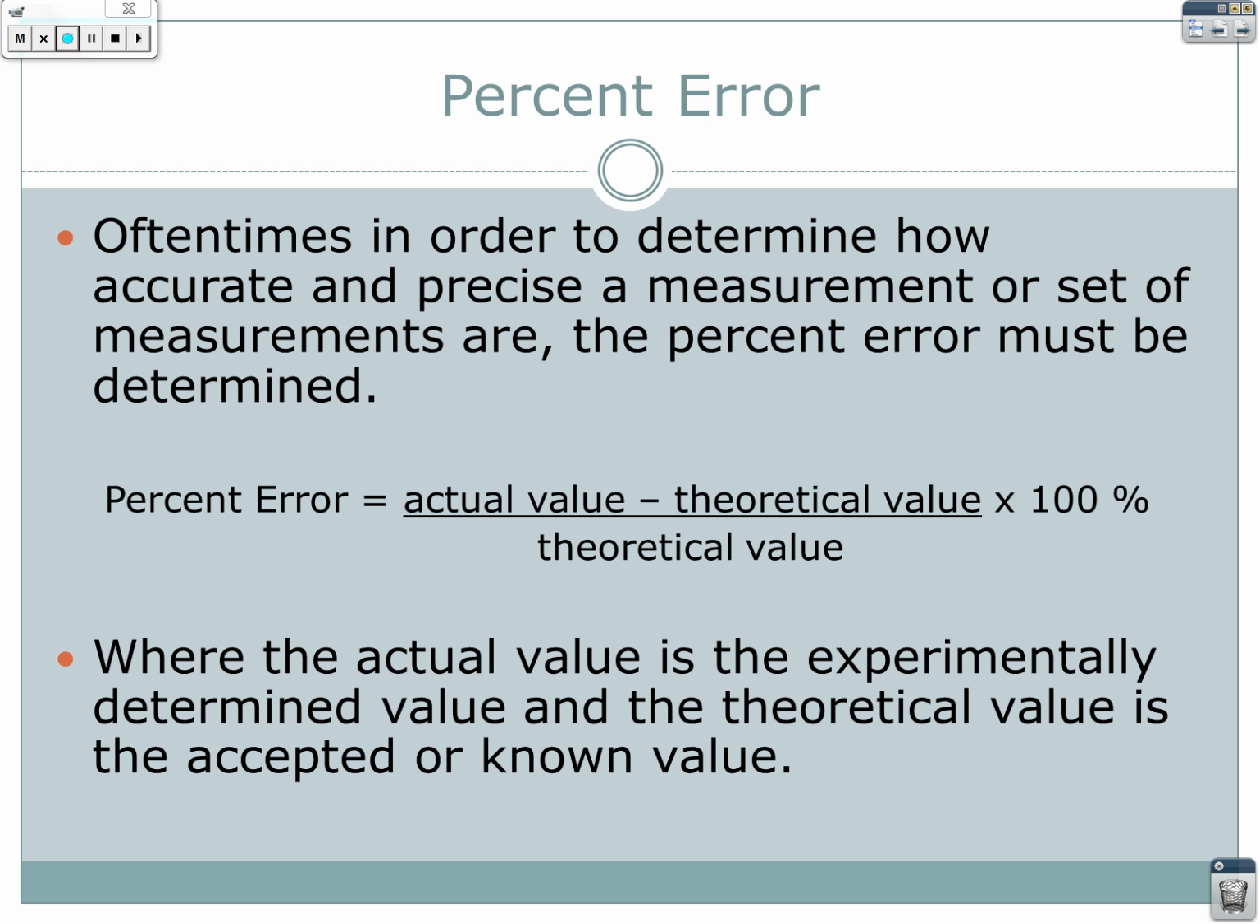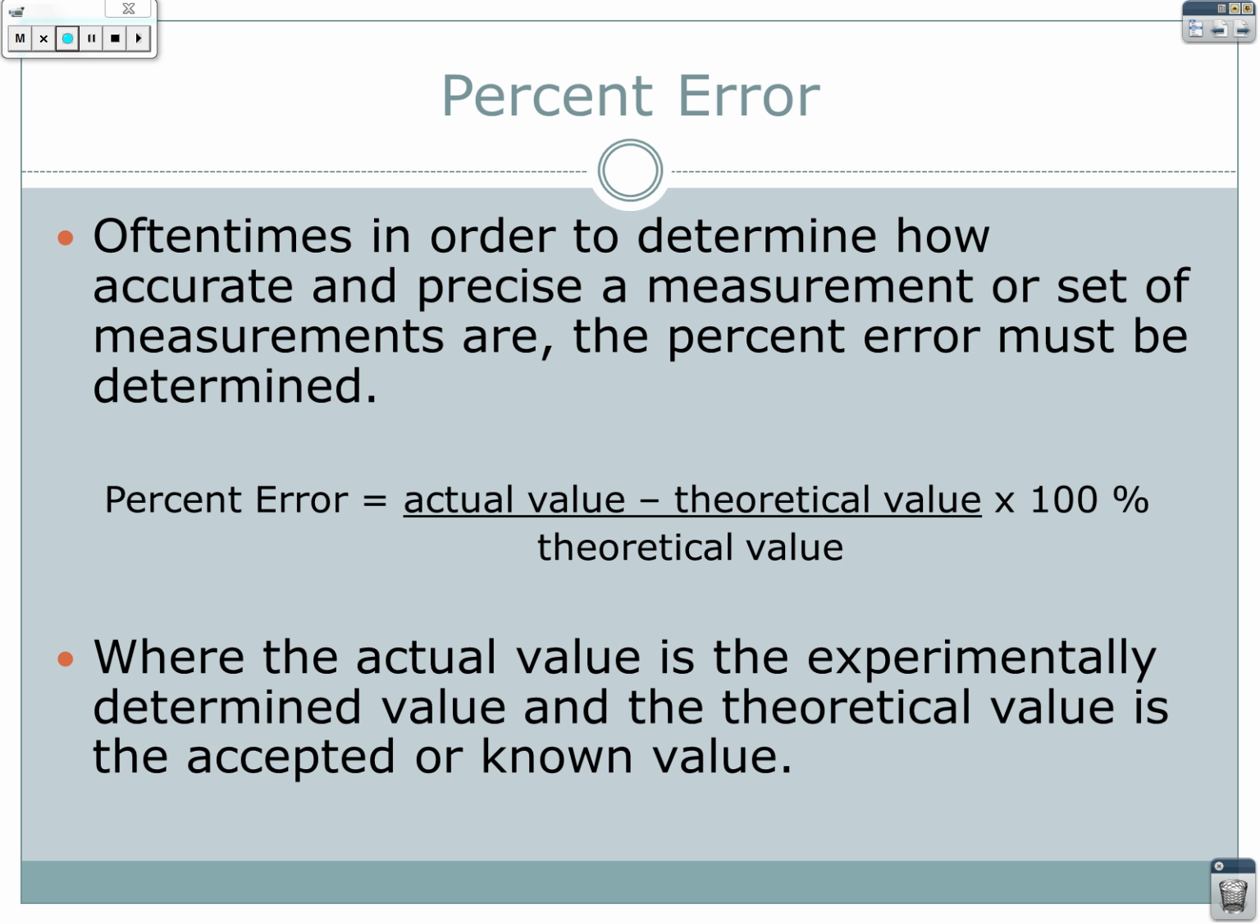One of the best ways to determine precision and accuracy of a set of measurements is to take the percent error. Percent error is calculated using the formula: actual value minus theoretical value, divided by theoretical value, multiplied by 100%, because we want the percentage error. In order to get it into a percentage, you must multiply by 100.